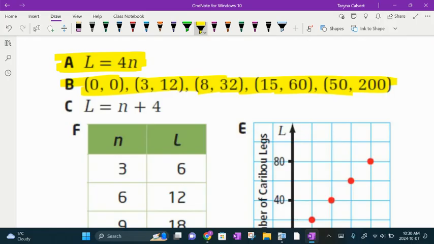Does the next equation match? Because if I put 1 in there, how many legs does 1 caribou have if I put a 1 in for n? 5. Does that work? No. So this is a no-go. Legs does not equal n plus 4. Because again, if you think of your table of values, you should be able to put a 1 in and get a 4 out. You should be able to put a 2 in and get 8 out.